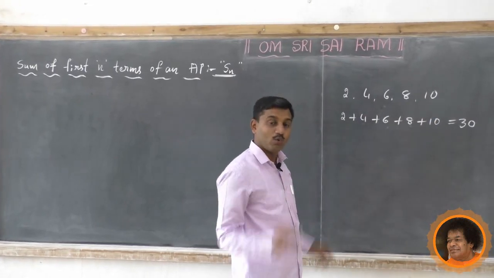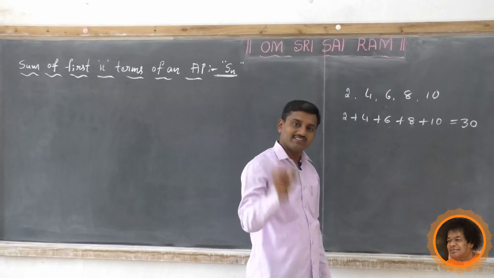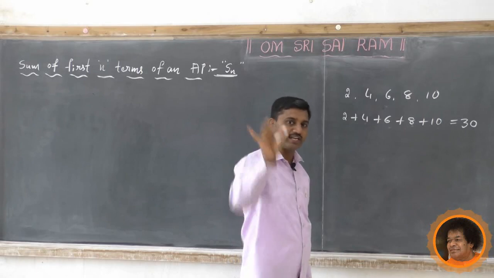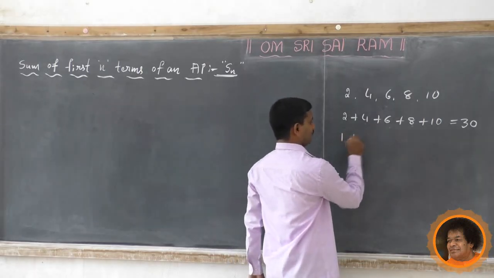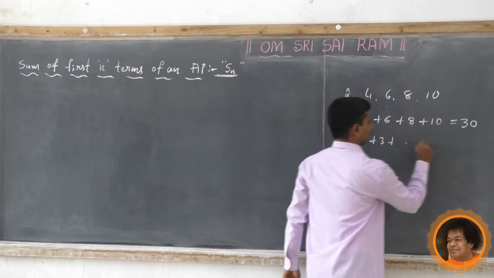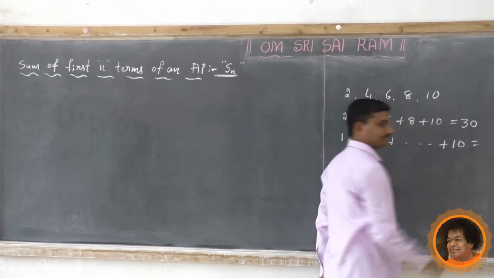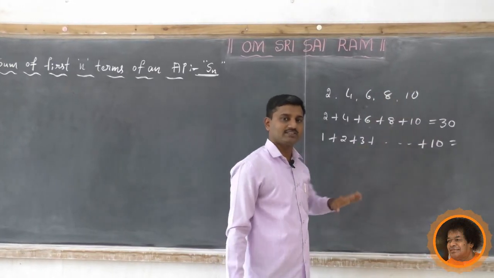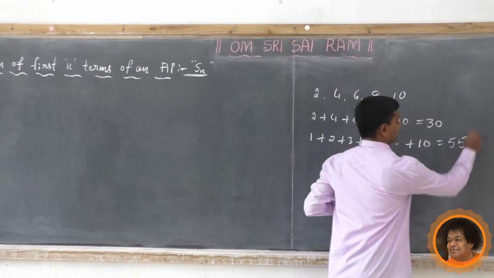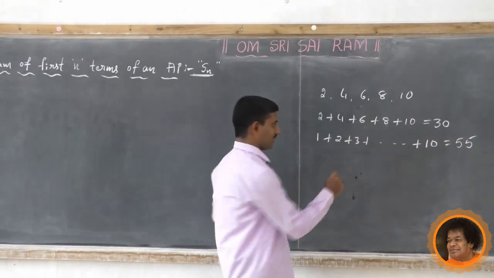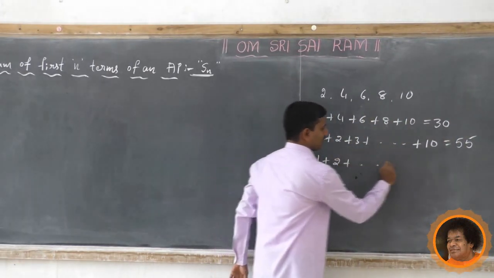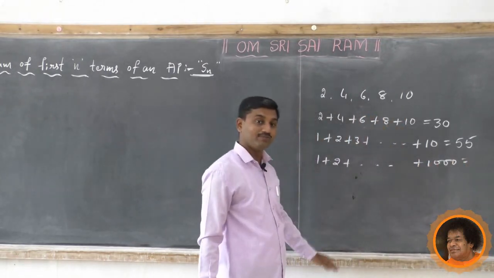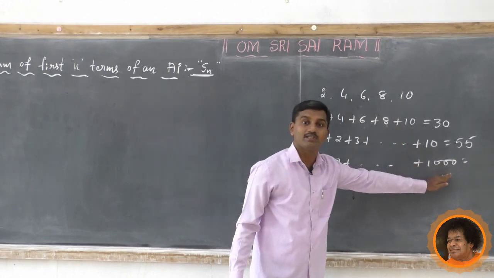One more question: what is the sum of the first 10 natural numbers? Natural numbers are also in AP. First 10 natural numbers, 1 plus 2 plus 3 and so on up to 10. By manual adding, we will get the sum. The sum is 55. One more question: 1 plus 2 and so on up to 1000. What is the sum of the first 1000 natural numbers?